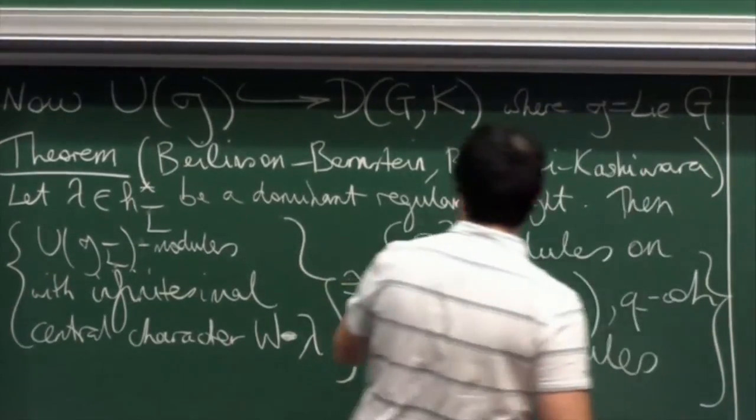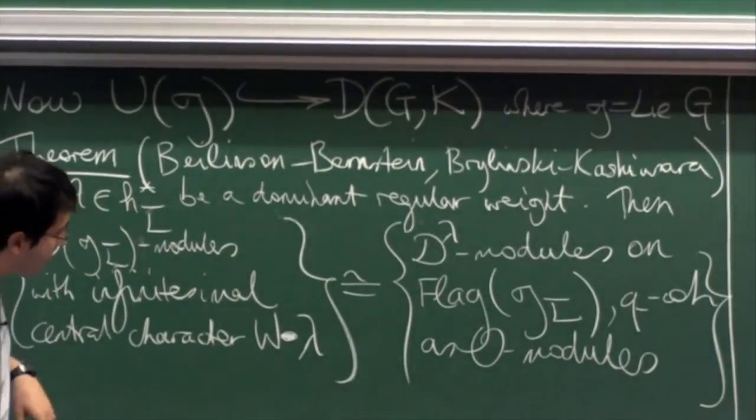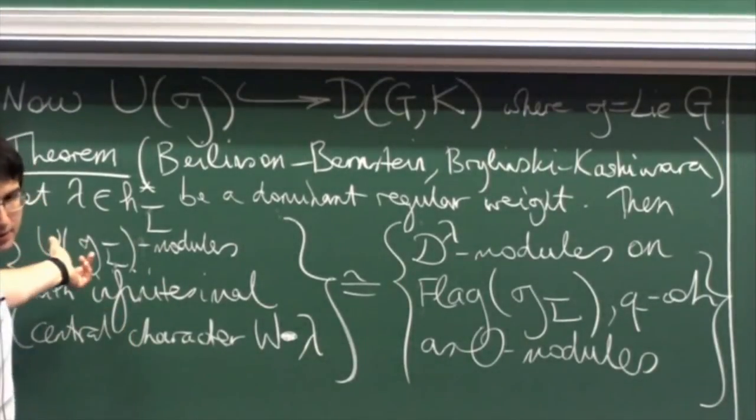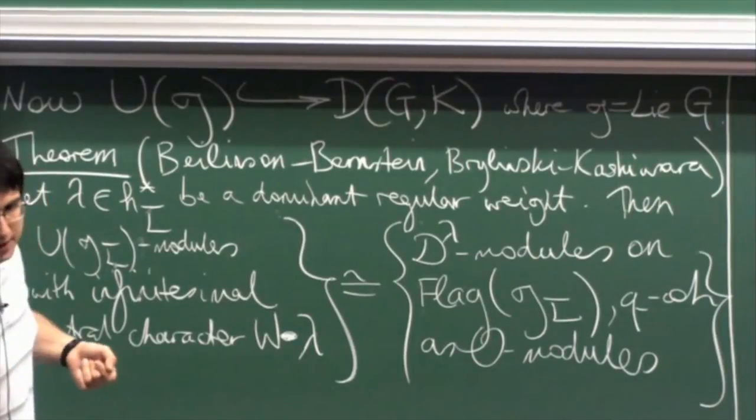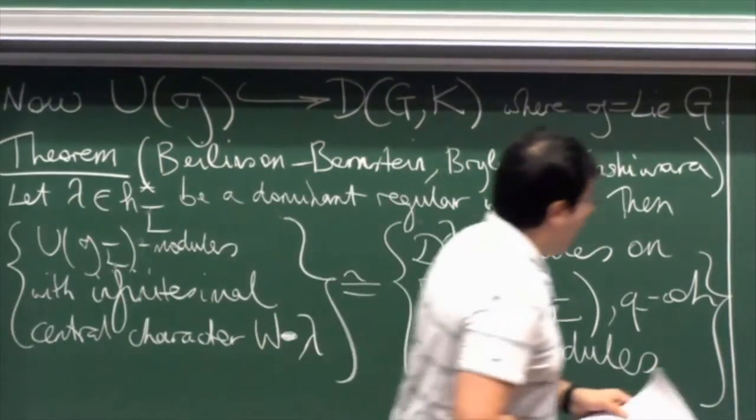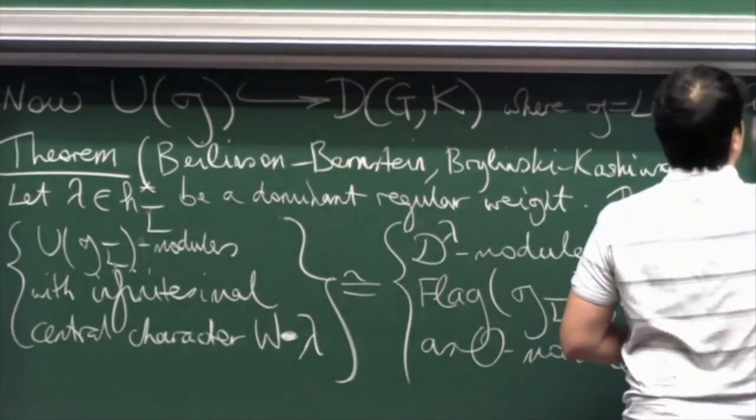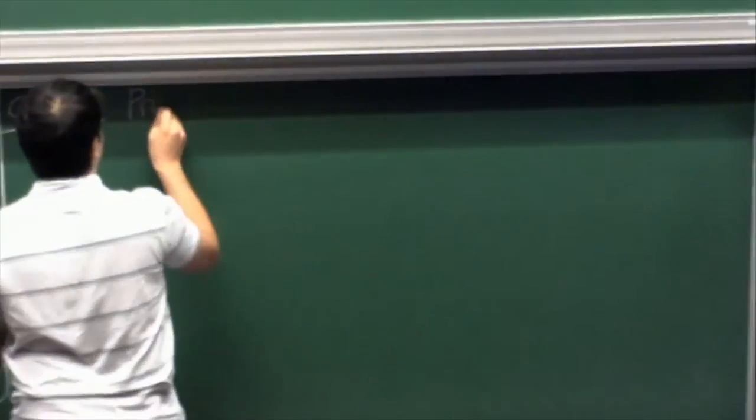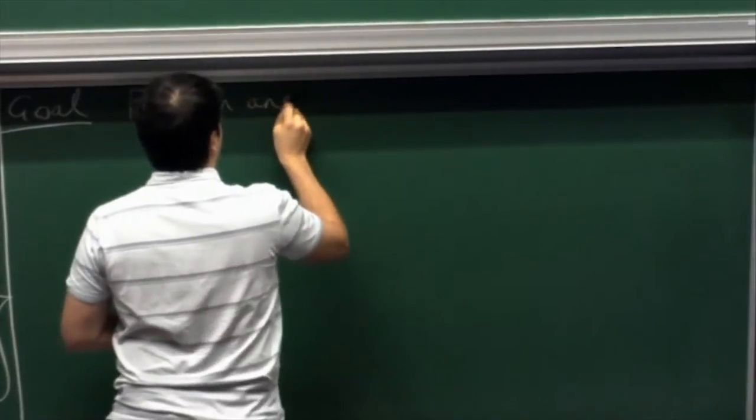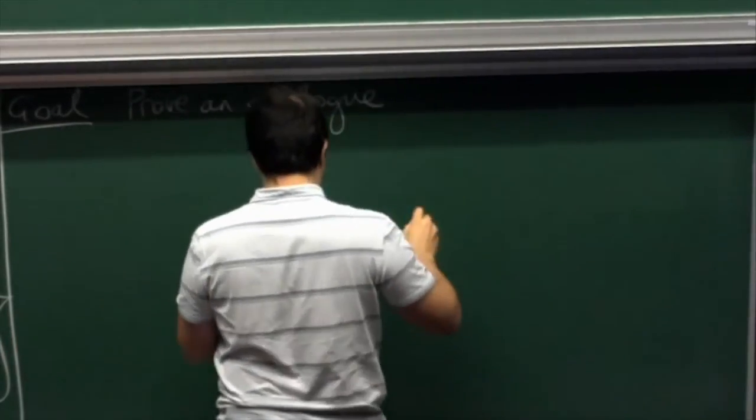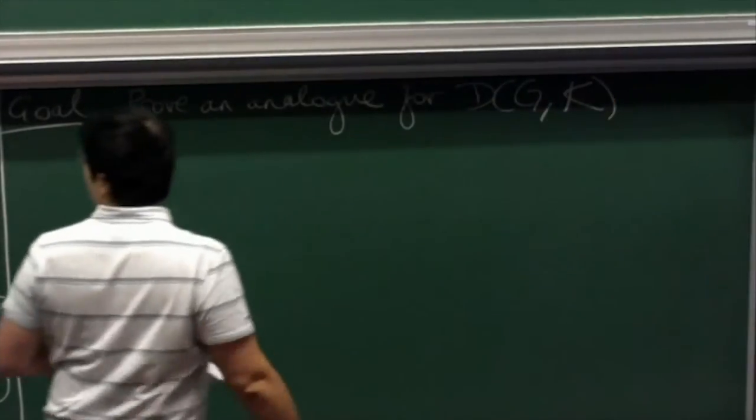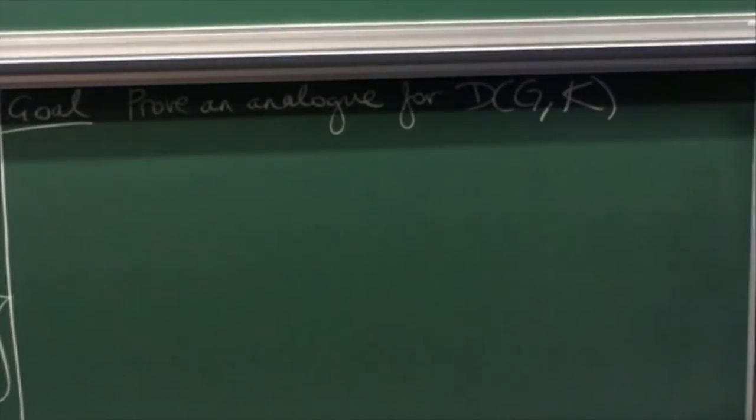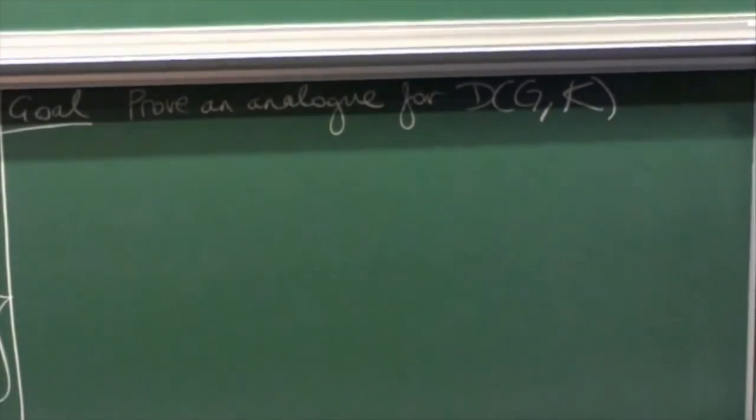So this opens the door to applications of methods from algebraic geometry to the study of representation theory of Lie groups and Lie algebras, and in particular led to the first proof of the Kazhdan-Lusztig conjectures. So the goal of this work is to prove an analog for this locally analytic distribution algebra, the hope being that this embedding is nice enough to support such an extension.